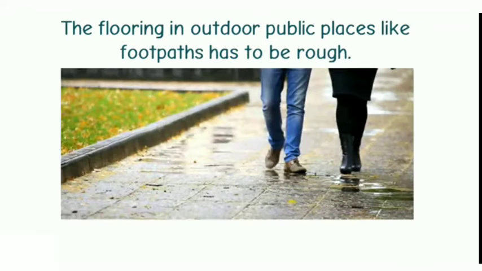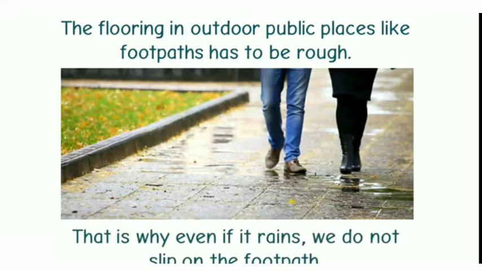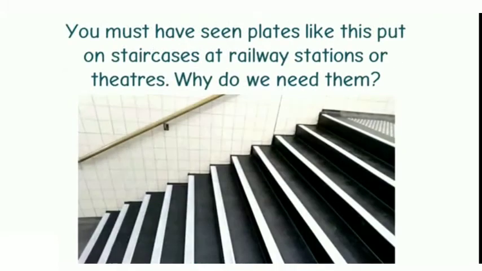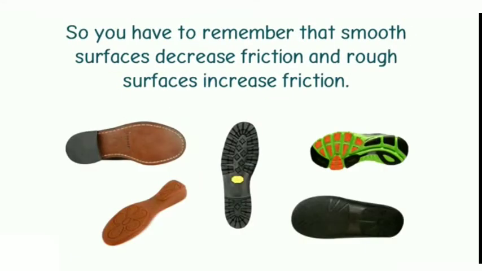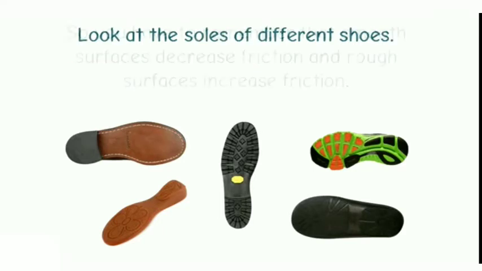Okay? The flooring in outdoor public places like footpaths has to be rough. That's why even if it rains, we do not slip on the footpath. You must have seen plates like this put on the staircase at the railway station or theatres. Why do we need them? They increase friction so that people do not slip and fall as they climb up and down the stairs. So you have to remember that smooth surfaces decrease friction and rough surfaces increase friction.